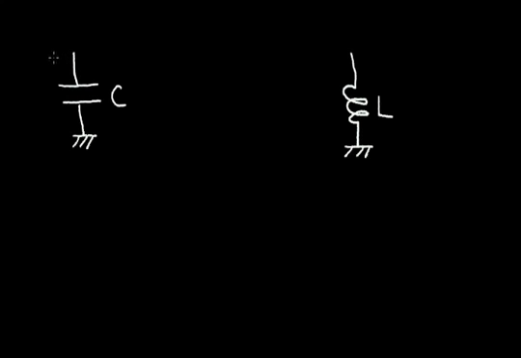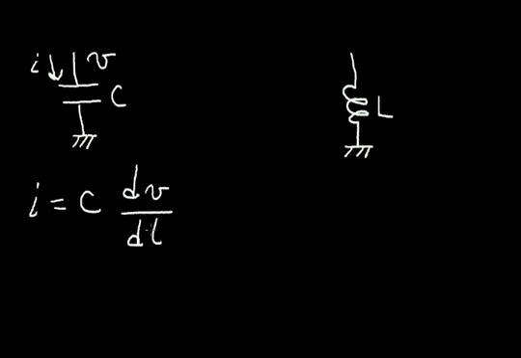If I want to write the equation for current in this capacitor I versus the voltage across the capacitor V, I come up with an equation. Current is equal to the capacitance C times dV dt. And I will explain what dV dt means in a moment.